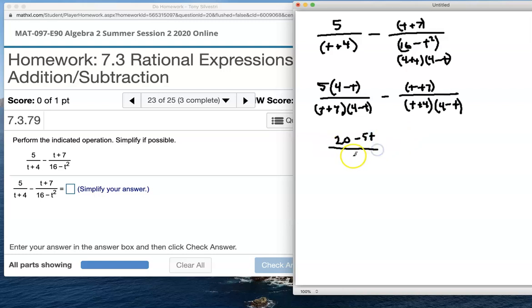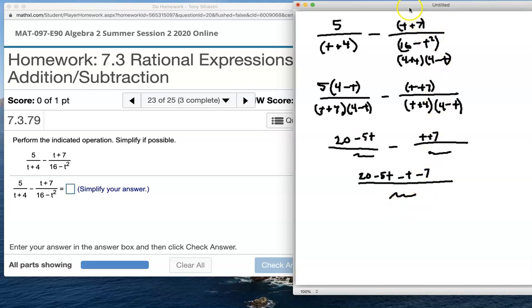over blah, blah, blah. And this set of parentheses really isn't necessary. Minus t plus 7 over blah, blah, blah. The next to the last step is to make sure we accommodate the changing of the sign of everything to the right because we're subtracting. The left stays the same. Minus t minus 7 over blah, blah, blah.